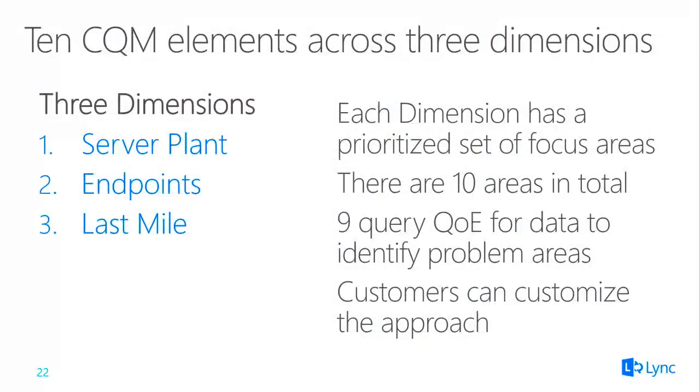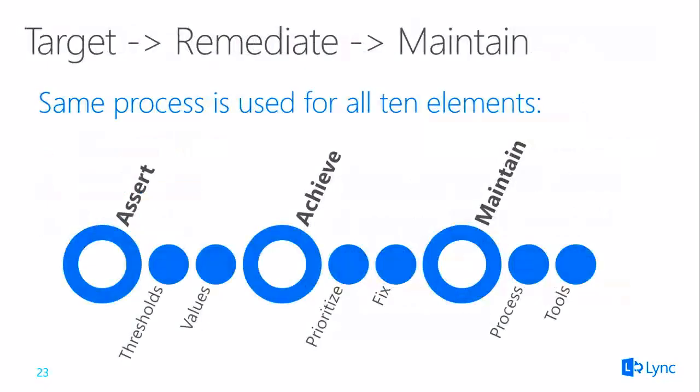So it's those same 3 dimensions I talked about before: server, endpoints, and last mile. Those are the 3 ways that we split this up, right? And within each of those dimensions, we've got a set of areas. So server plan, I think, has 4, endpoints has 4, and last mile has 2. And we do the same exact thing in every single one of them.